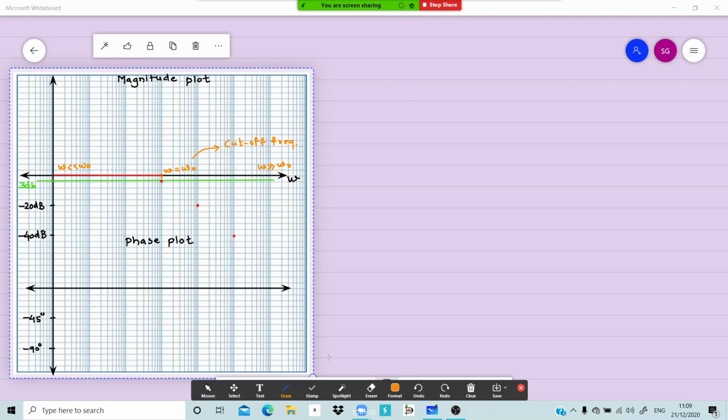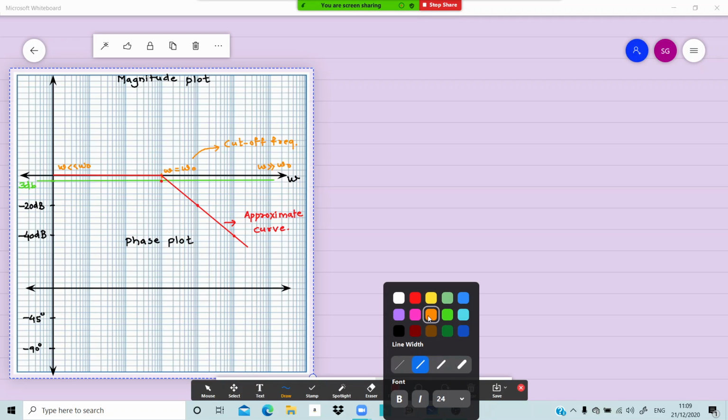I should not use this color, I'll use red only. So red is telling you that yes, your curve is this. So this is actually approximate, where I have drawn the straight lines. This is what we can say approximate curve.